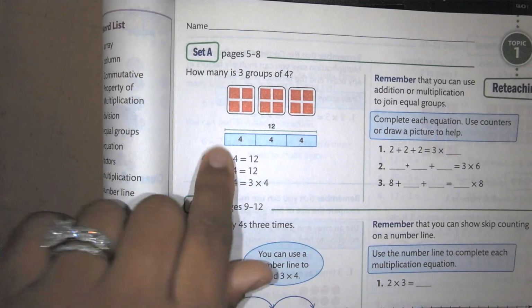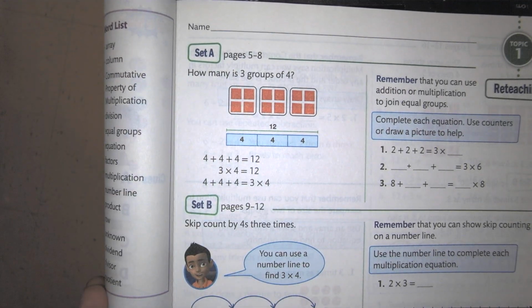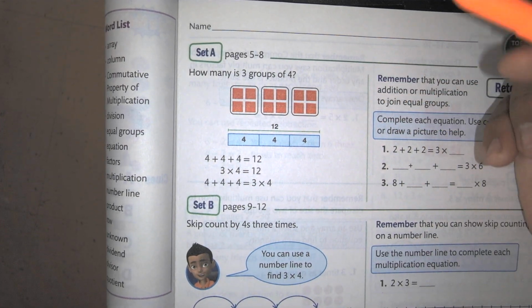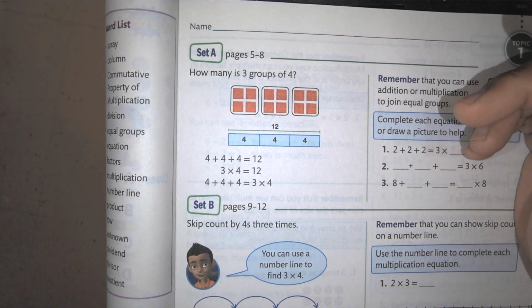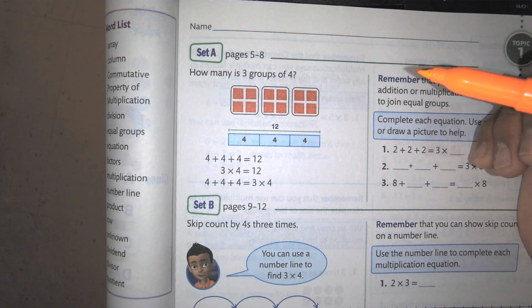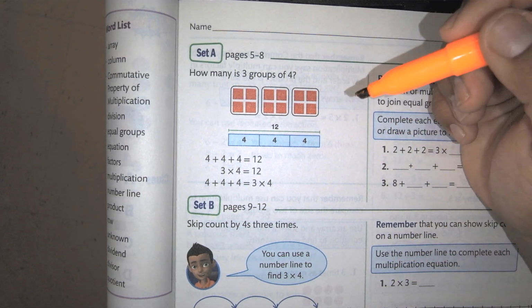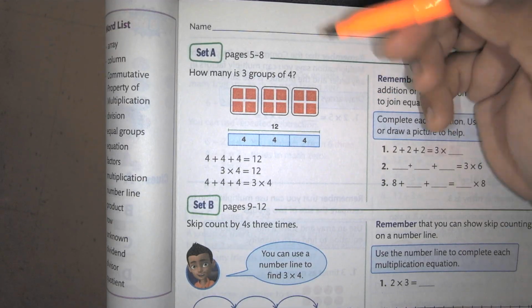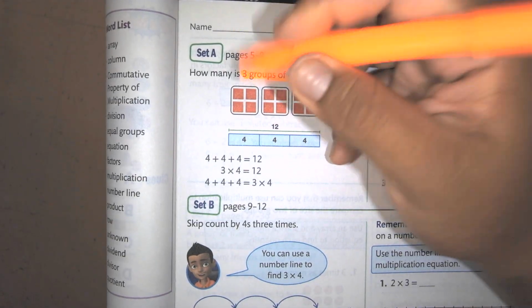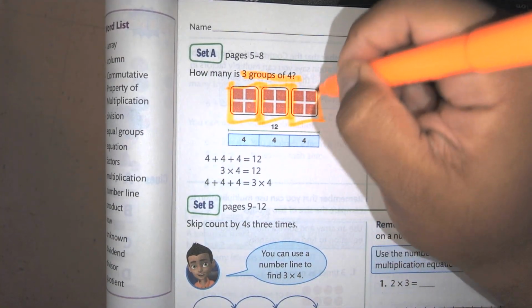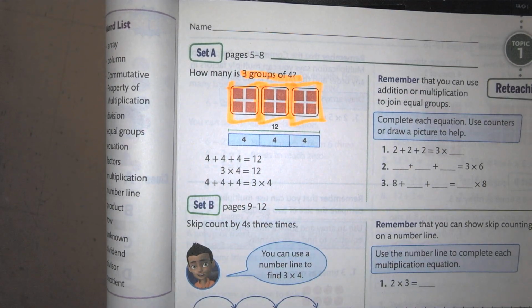So set A says the following. How many is 3 groups of 4? So when we look at the picture, what do you see? Roy, what do you see? 3 groups and 4. Very nice. So he sees 3 groups. This is group 1, group 2, and group 3. And there are 4 counters in each.